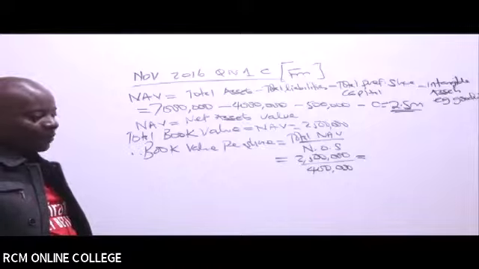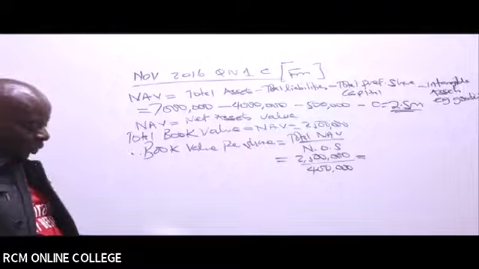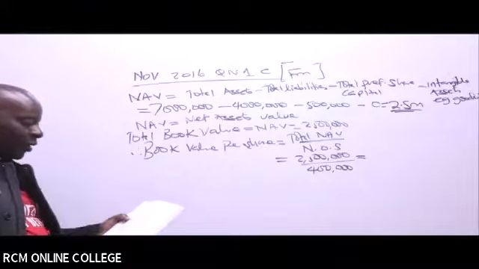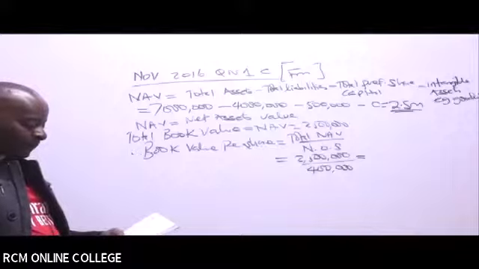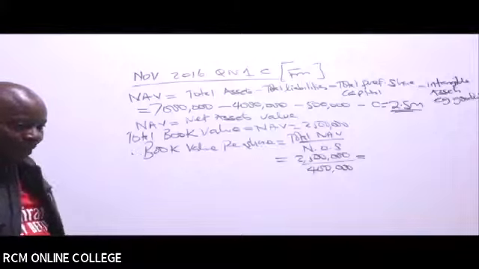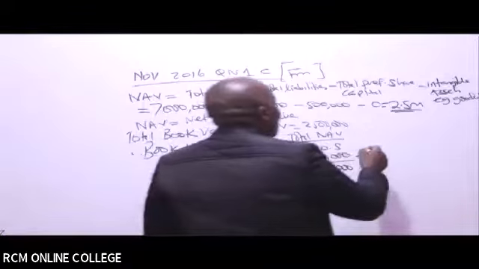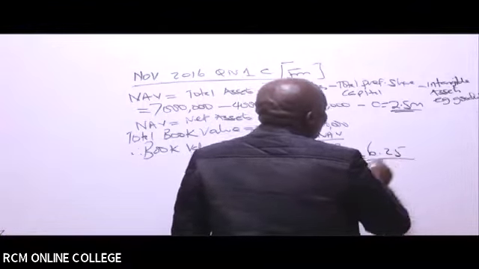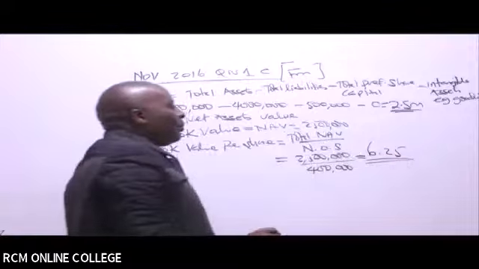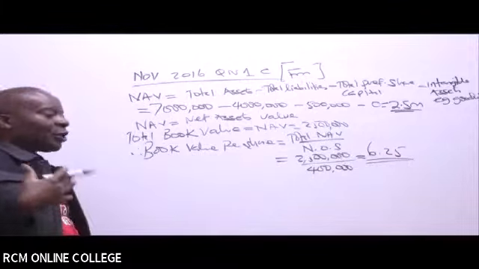2.5 million divided by 400,000. Are you able to give me this book value per share? Yeah, according to... thank you so much. Now we are lively now, 6.25 per share. Thank you so much. So this is what was expected of you to be able to get.